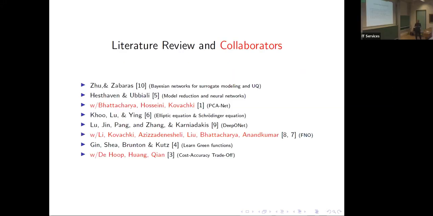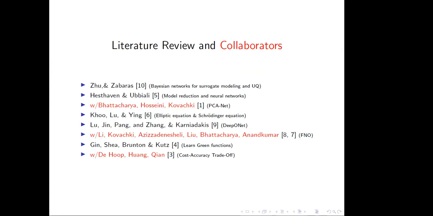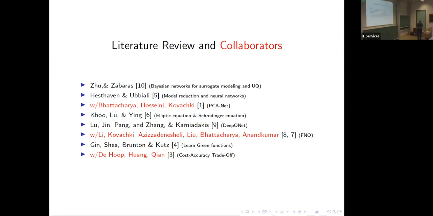So the subject of using machine learning and data to find representations of solution operators which are efficient, or to discover models that we don't know from first principles, is something which has evolved considerably over the last 5 years or so. These slides are or will be available on the Isaac Newton website, so you'll be able to follow up with all of the references at the end of the talk.